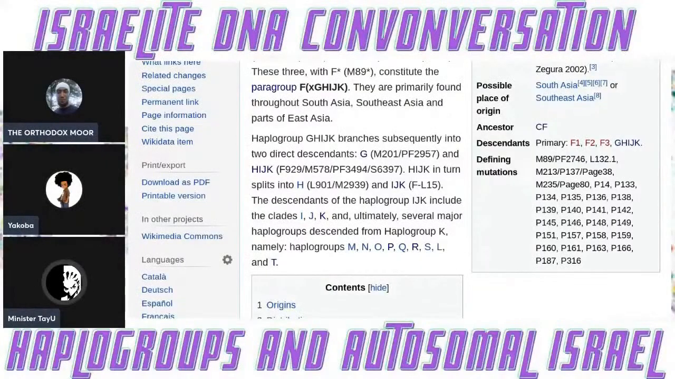Well, because sex chromosomes is different than what we're talking about, which is haplogroups, right?